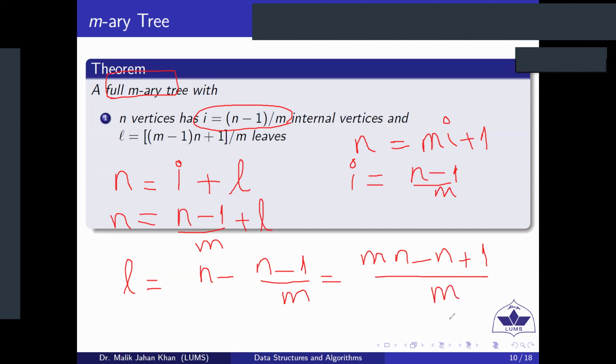This leaves us with the simplest possible math. You can take n as common, and if you take n common from here, this takes us to this expression for the leaf vertices. These are mathematical insights to understand more about trees, particularly full m-ary trees, in depth.